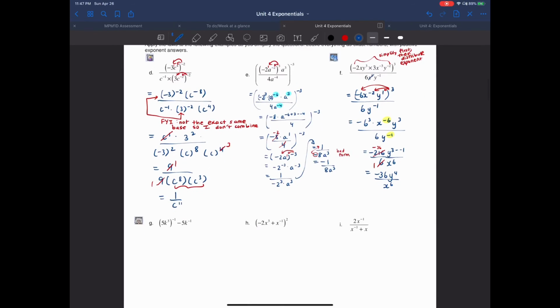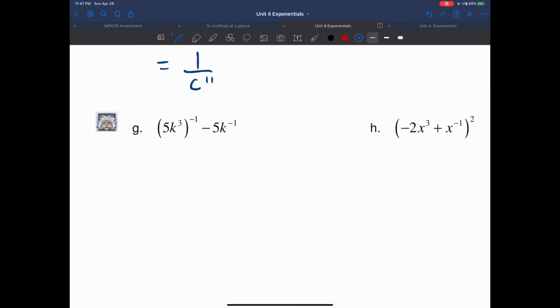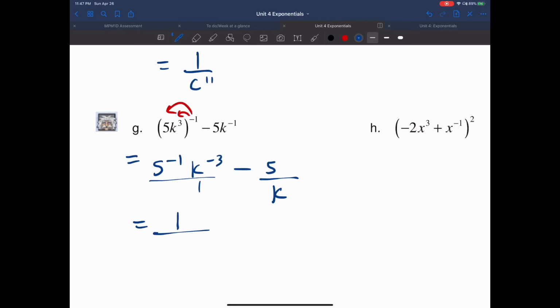So for question G, I'm going to start by distributing that -1 into each exponent part of the first bracket. I am showing that with my arrows, and I will get 5 to the exponent -1, k to the exponent -3, and then -5, all over k, because I just want to get rid of that -1 exponent right away. As a next step, I'm going to rewrite those ones with the negative exponents all to the bottom. So you could have actually skipped that and gone to this step right away.